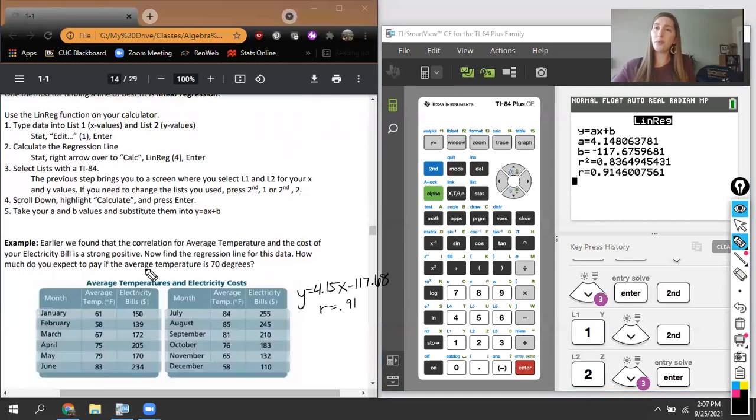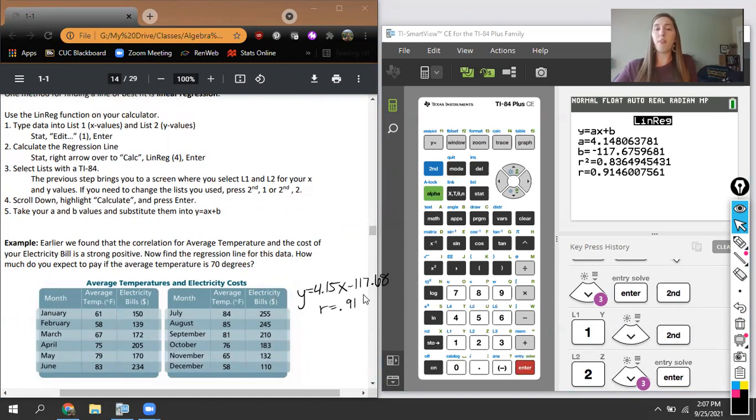I kind of realized we didn't really read the question. It says, earlier we found that the correlation for average temperature and the cost of your electricity bill is a strong positive. Now find the regression line for this data. How much do you expect to pay if the average temperature is 70 degrees?